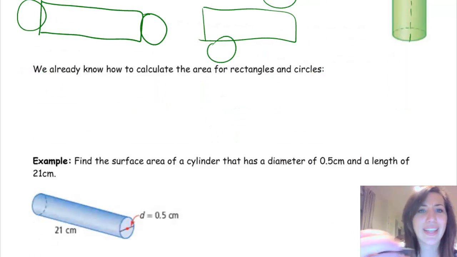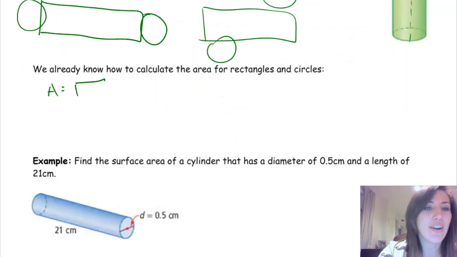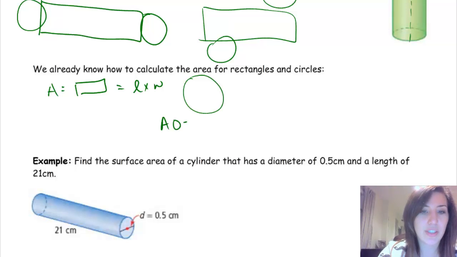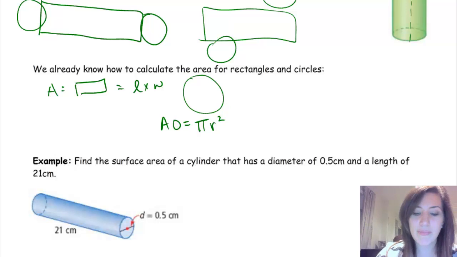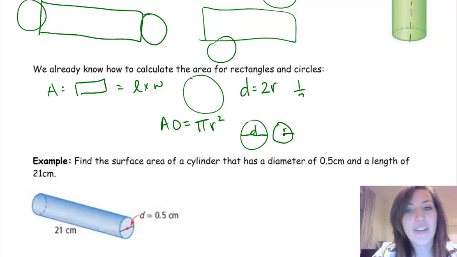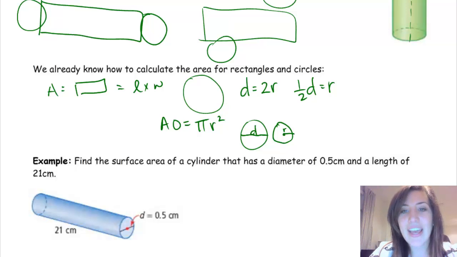So we already know how to calculate area for rectangles and circles, so the area of a rectangle equals length times width, and the area of a circle equals pi r squared. We also know that for a circle, if you go across the whole middle, that's the diameter, and if you go only from the middle to the side, that's the radius, and that these two are related. Diameter is 2 times the radius, or you could say half the diameter is the radius. And also we can calculate the circumference of a circle, and that is pi times d.